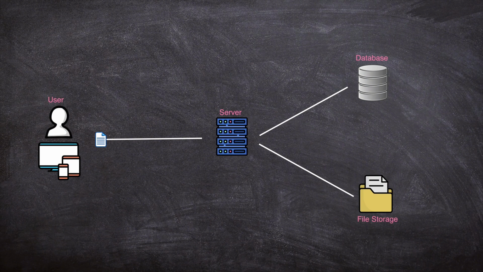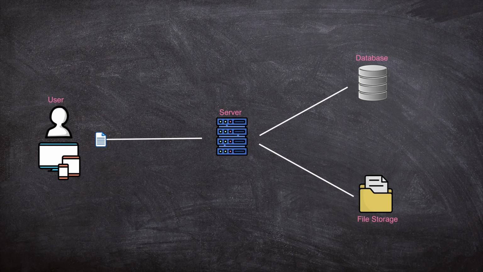Our cloud file storage system needs just a few core components to get up and running. First, we have the user, someone who uploads or downloads files. This could be from a browser, a mobile app, or a desktop client. Next, the user sends the request to the server. This server is the brain of the system. It handles incoming requests, authenticates users, manages sessions, and decides what needs to happen next, like saving a file or retrieving one.